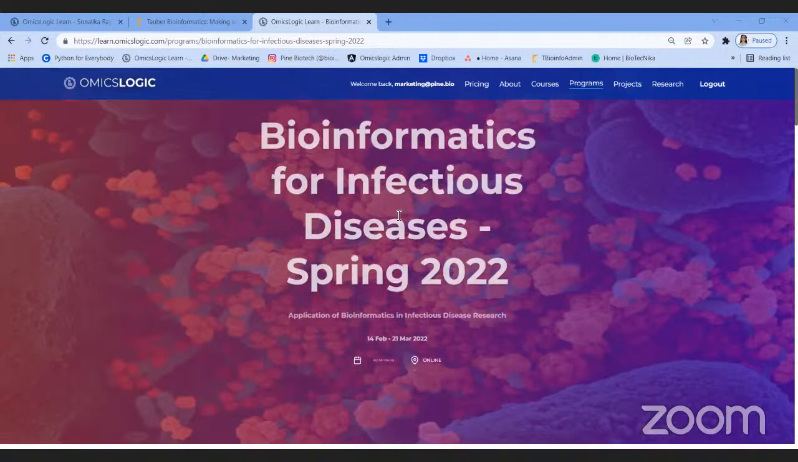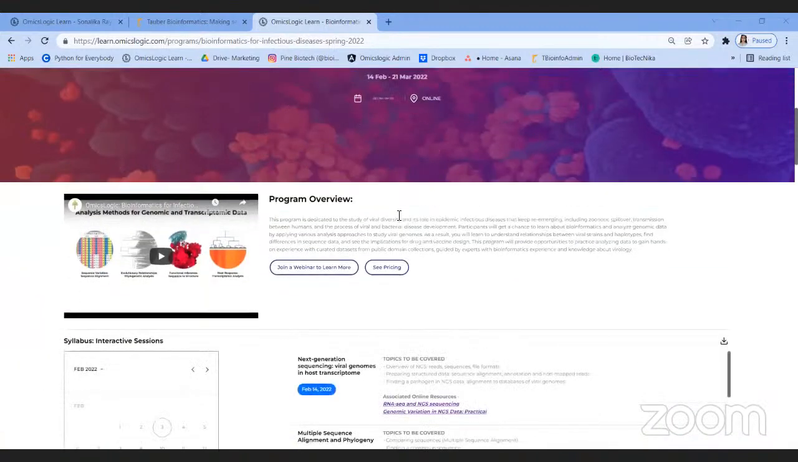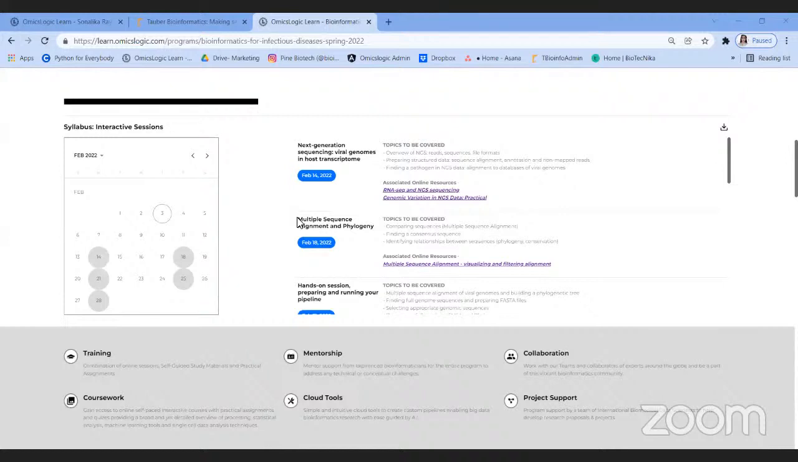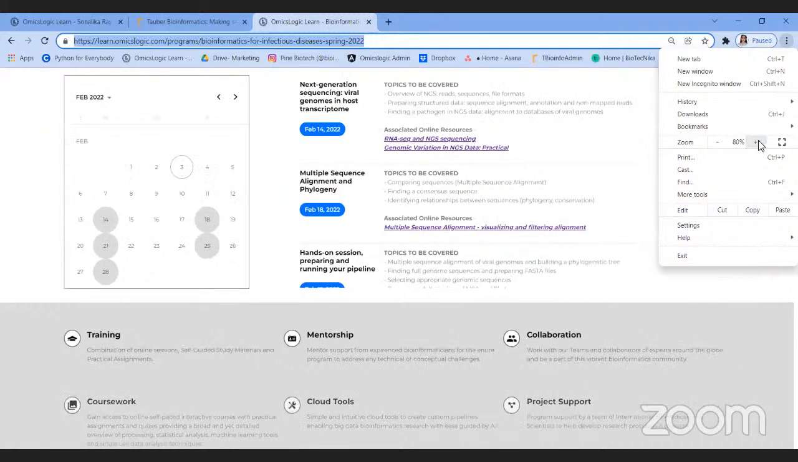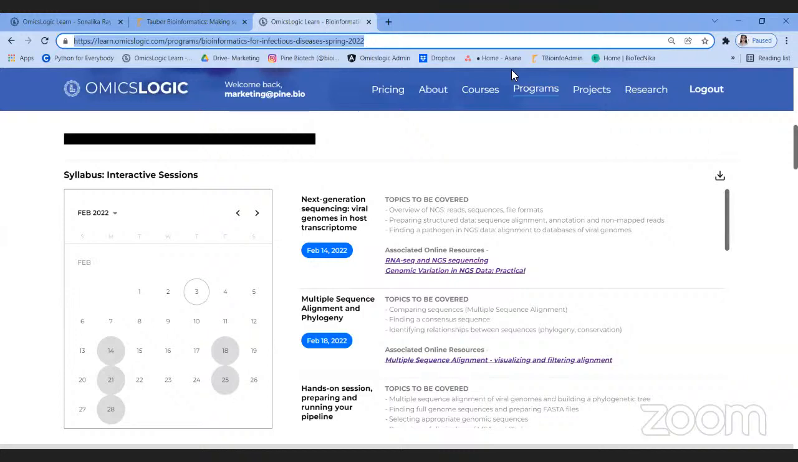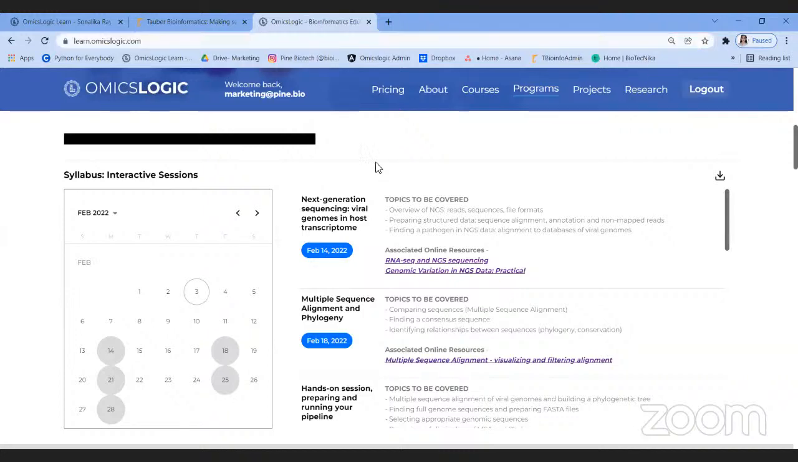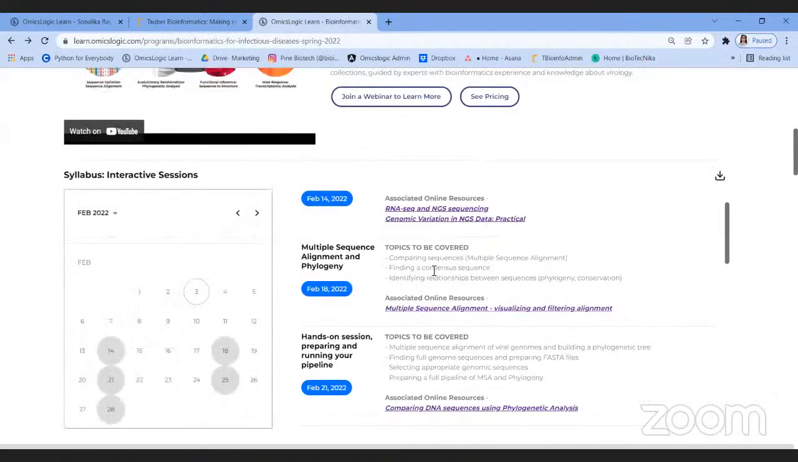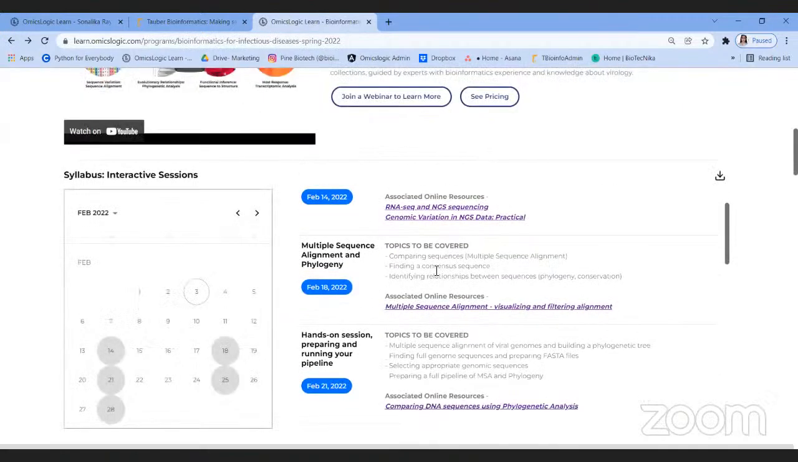So once you are here on the program page, you'll find all the details that are related to the program. That includes a program overview and, most important of all, the schedule for the program. So here you'll find all the session dates and also the sessions. Let me just zoom in, sorry. Yes, here you will be able to find all the session dates along with each and every topic of the session, and also the topics that are supposed to be covered in the sessions along with the associated online resources.